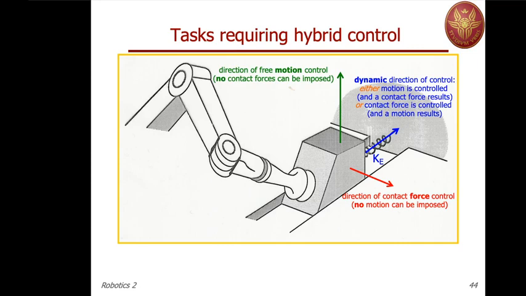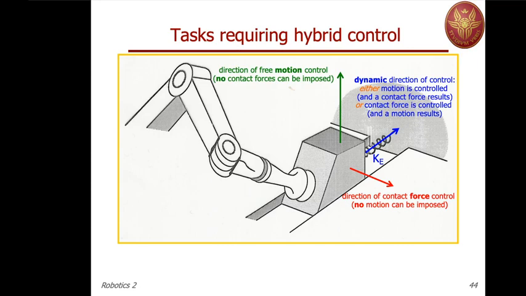In this dynamic direction, indeed you can impose a motion. But if you impose a motion, the environment will react with a force which is a function of its own characteristic. So you can control motion and you get some force in return. It may be a good value of force or a bad value of force. This depends on the type of the environment. But in any case, you cannot control both. You have to choose if you control motion and then a contact force will result.